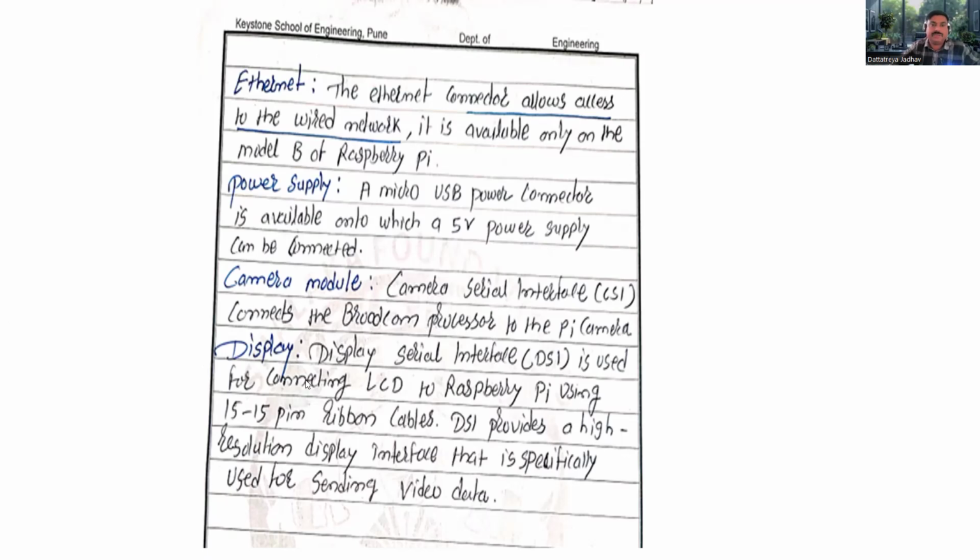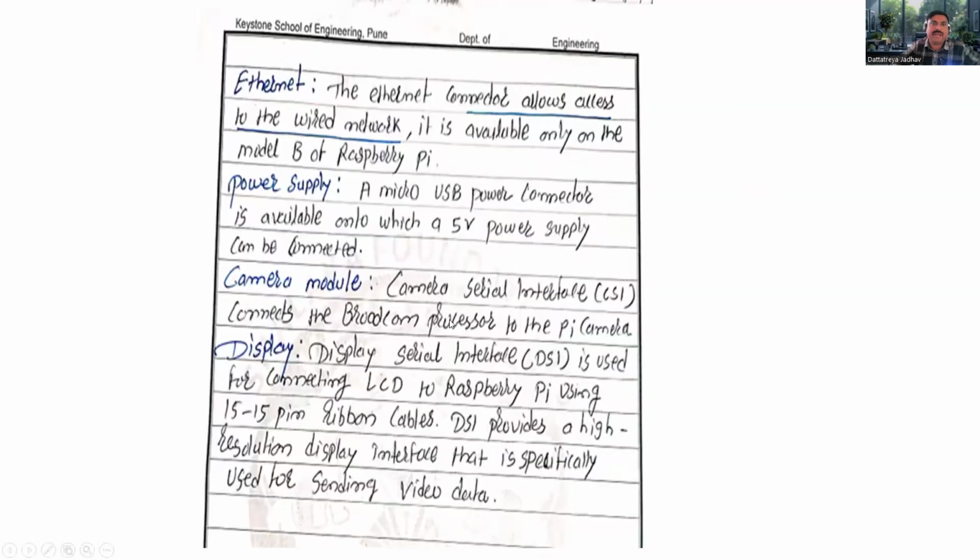And next is the display. The display serial interface, DSI, is used to connect the LCD to Raspberry Pi using a 15 to 15 pin ribbon cable. DSI provides a high resolution display interface that is specially used for sending video data. So the display is used for processing video parameters.